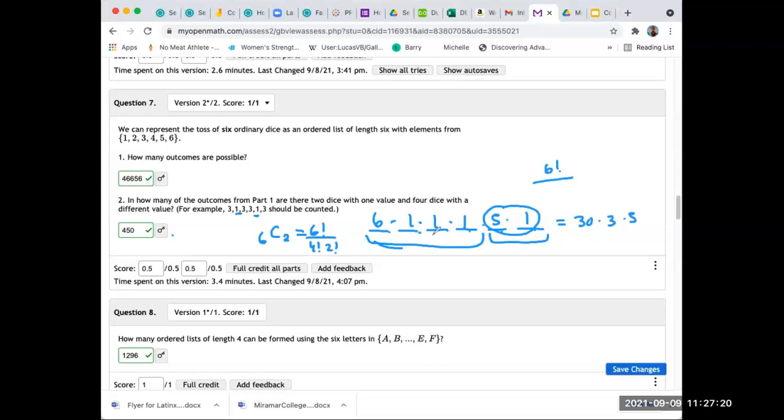But without combinations, like you said, so why is it 3 and 5? There's 2 identical things. And there's 4 identical things.